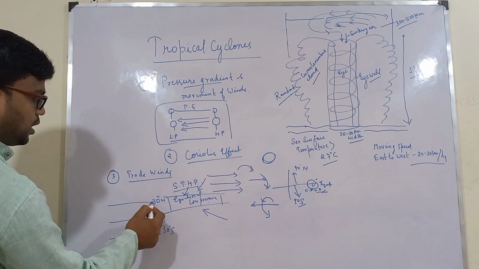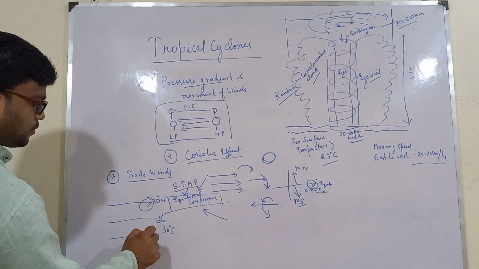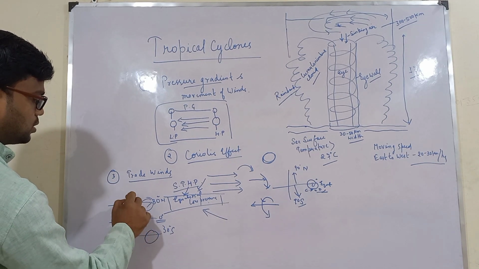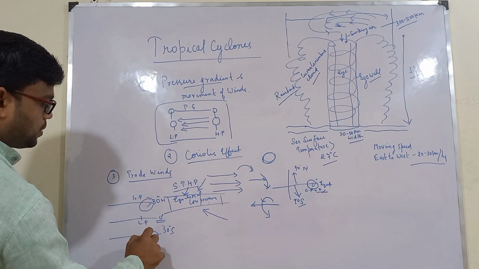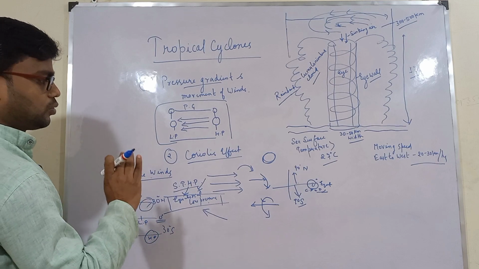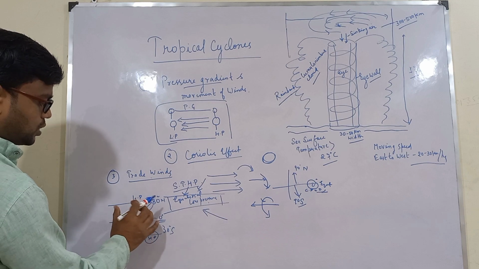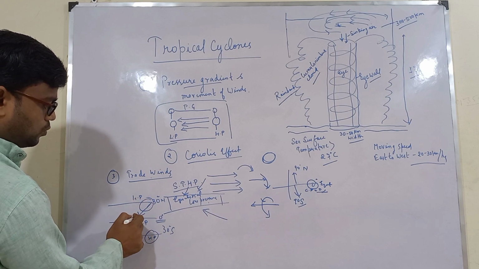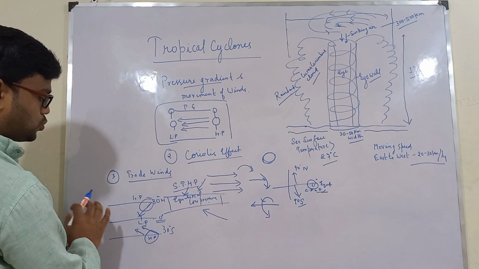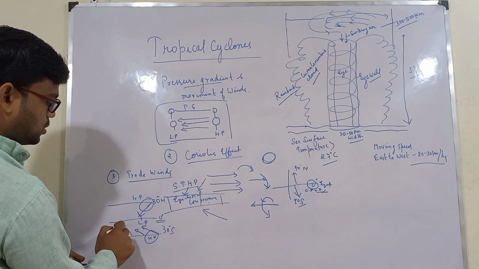Now these trade winds are moving from this region, which means this region is a high pressure region, this region is also a high pressure region, and this region is a low pressure region. Now these trade winds move due to the rotation of the earth, which means these are also known as planetary winds. Due to the rotation of the earth, these winds move opposite to the rotation of the earth. The earth rotates from west to east and they move from east to west.